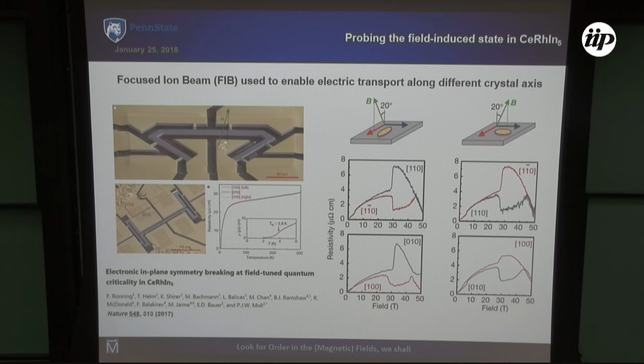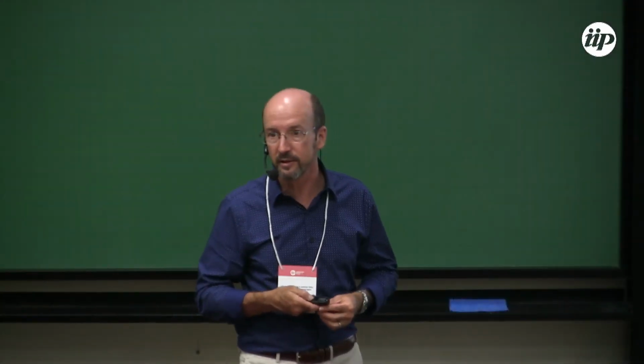This is my job. I will tell you about that in 2 minutes. Yes. So this is what they did. There is what appears to be a broken tetragonal symmetry that is triggered by a magnetic field of 30 teslas when the Fermi surface reconstructs at that field.